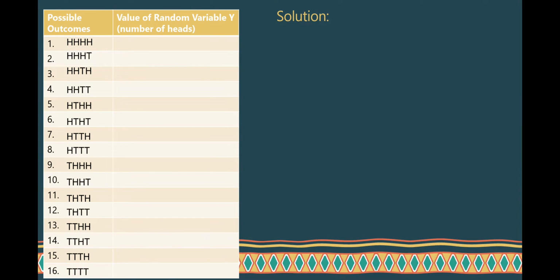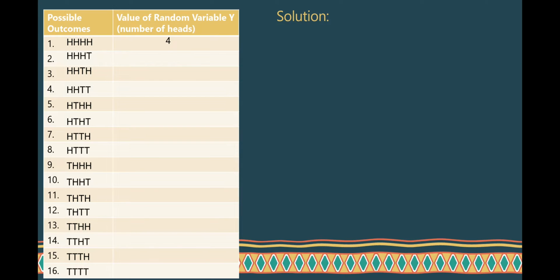So these are the possible outcomes, wherein the first possible outcome in tossing 4 coins is that all coins are heads. For the second possible outcome, we have 3 heads and 1 tail. So therefore, there are 16 possible outcomes in tossing 4 coins. For the first possible outcome, we have the number of heads, y, equal to 4.